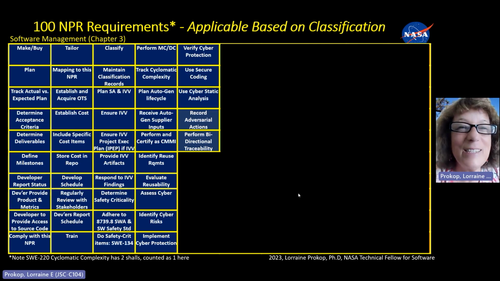Now the fun stuff. So on this page, I intend to go over all 100. There's actually 101, but one of these has two shalls in it, so I'm going to call it 100.